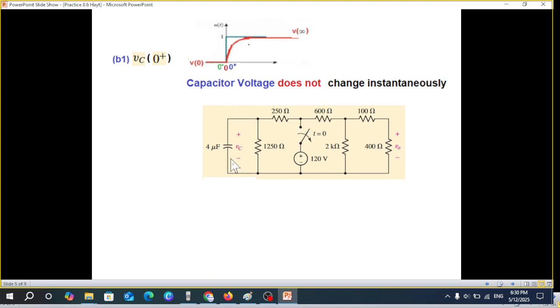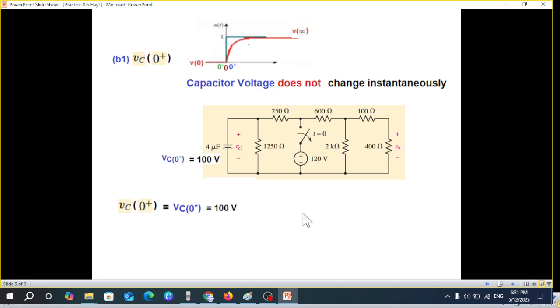And similarly for inductor current. Since we are dealing with the capacitor, we'll now remember that the capacitor voltage does not change instantaneously. And what was the capacitor voltage that we had found? Let me see. Okay, open this, and this capacitor voltage we had found to be 100 volt, VC0 minus. So it will be the same as VC0 plus. So VC0 plus is equal to VC0 minus, which is equal to 100 volt.